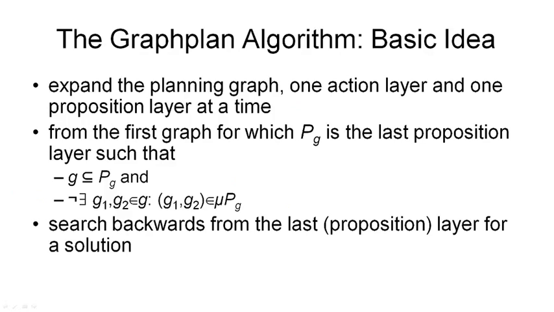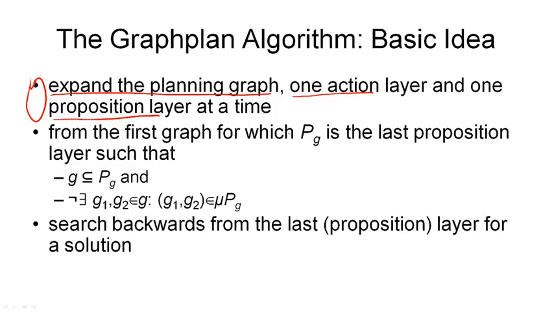And here is the basic idea that underlies the GraphPlan algorithm. We start by expanding the planning graph just as we've seen it so far. So we start off with the initial proposition layer, and we know what this contains. And then we expand the graph in each step by one action layer and one proposition layer at a time. So this is our first loop that we go through to expand the planning graph. But we don't want to go through this loop forever, so here's the condition when we have to stop.